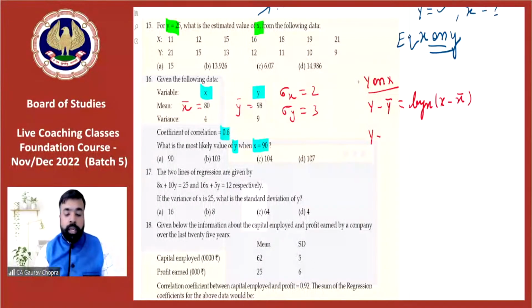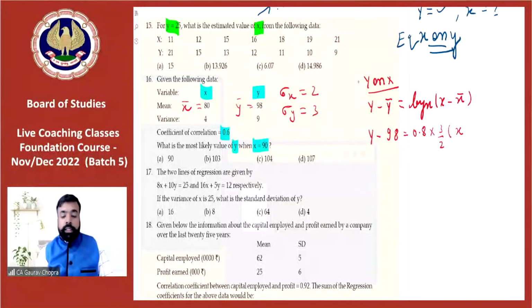So what is the value of y bar? It is 98. Now byx, we don't know the value of byx. We can calculate r into sigma y upon sigma x. So it is 3 by 2 multiplied by x minus x bar. Now value of x is also given in the question, that is 90, and x bar is equal to 80. So let's solve this. You can cancel them. So 1.2 into 10 becomes 12. So y is equal to, you can calculate how much we are getting.